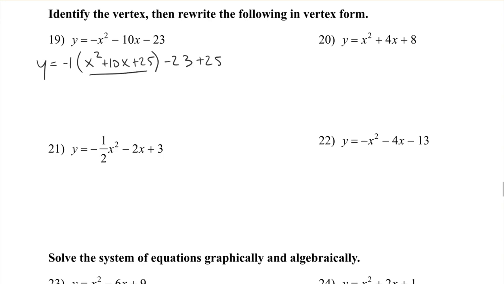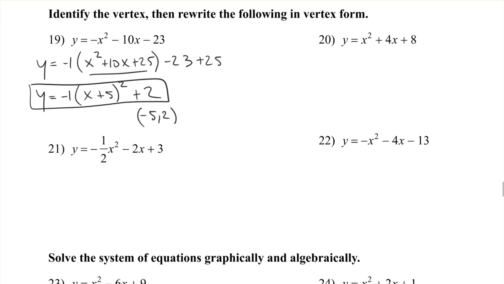But this factors to the quantity x plus 5 squared, and -23 and 25 make 2, and so there's our vertex: -5, 2. And here's our vertex form.